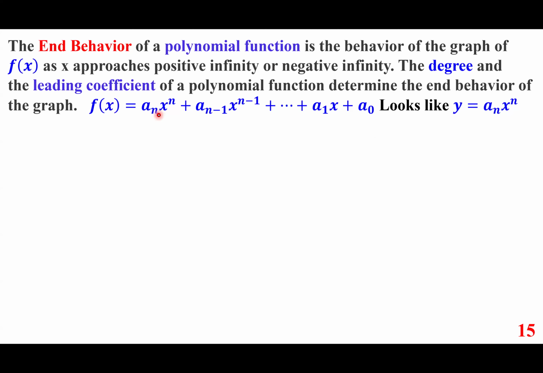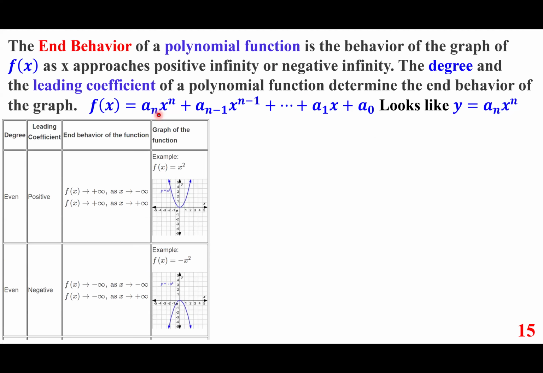So if the degree is even and the leading coefficient is positive, this number is positive, then as x goes to minus infinity, f of x goes to positive infinity, and as x goes to positive infinity, f of x also goes to positive infinity, meaning ultimately, look at y equals x squared, the first and the second quadrant. Those are the end behavior.